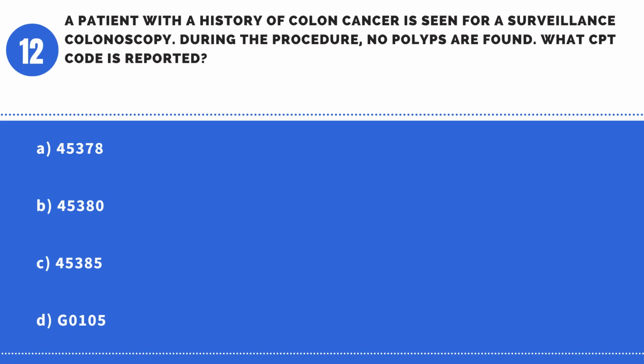Question 12. A patient with a history of colon cancer is seen for a surveillance colonoscopy. During the procedure, no polyps are found. What CPT code is reported? A. 45378. B. 45380. C. 45385. D. G0105.